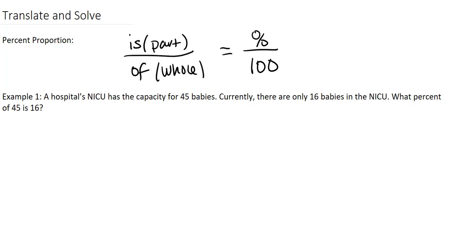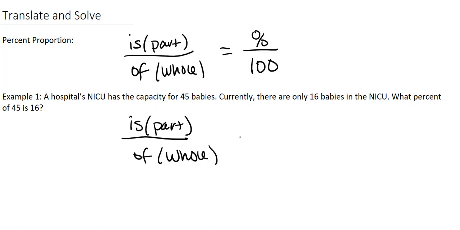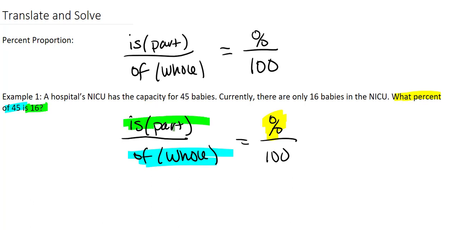A hospital's NICU has the capacity for 45 babies. Currently, there are only 16 babies in the NICU. What percent of 45 is 16? We're just going to go ahead and write this real quick. So we are solving for what percent? So that will be our unknown. Then, what percent of 45? Well, that would go right there, on the bottom. And then we have is 16, so that goes on top.